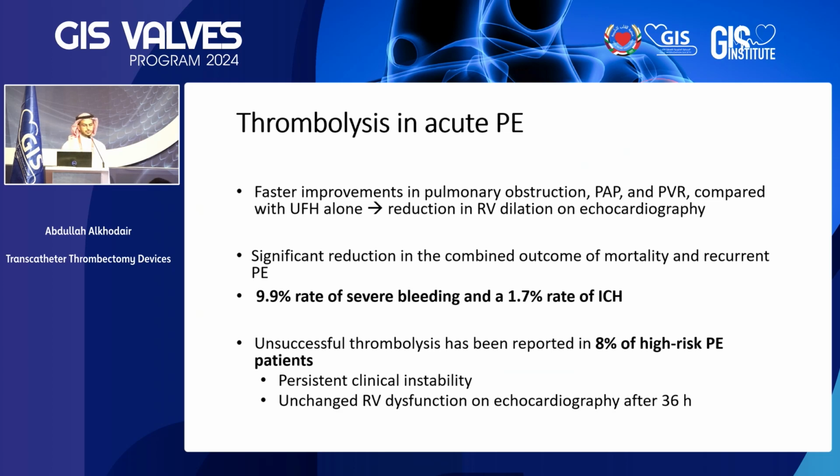Now, thrombolytics in acute PE are effective. They reduce the obstruction, reduce the pressures and the PVRs, and improve the RV size. It has been shown that they decrease combined outcomes of mortality and recurrent PEs, however, at the expense of an increased rate of bleeding, unsurprisingly.